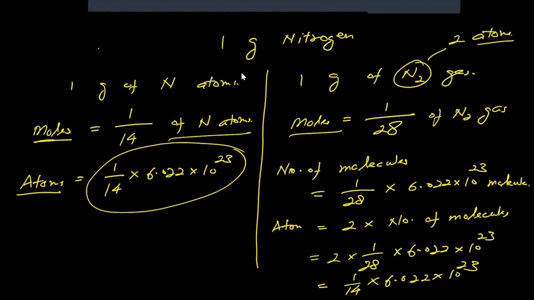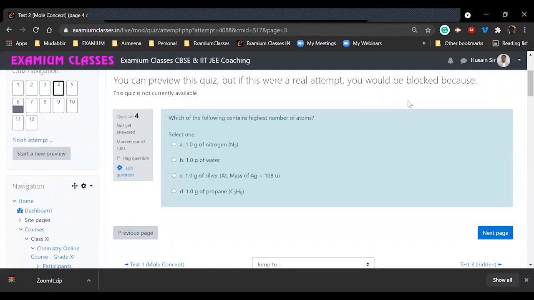So the question here: which of the following contains the highest number of atoms? The highest number of atoms depends on two factors. The first factor is atomic mass or molecular mass. And the second factor is how many atoms there are in one molecule.